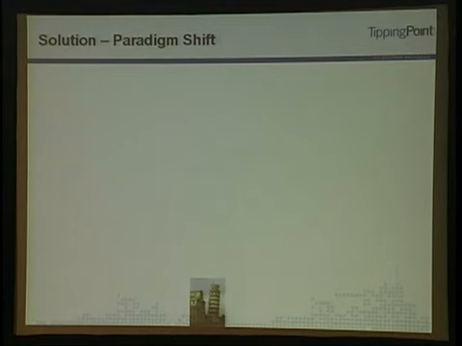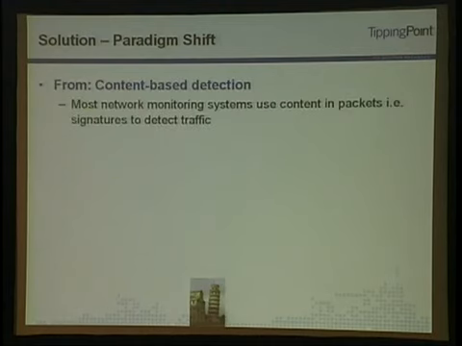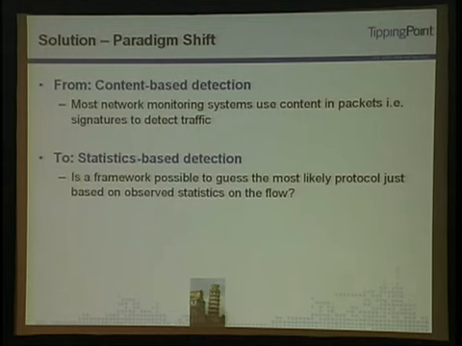So now we've got the whole paradigm shift going on. And isn't that manager speak? I love that word. So we're going from content-based detection. Content-based detection is the classic. It's like Cats: you can take the whole family to see it again and again. It's great. But it doesn't work when you're trying to identify encrypted traffic. So we're going to a statistical model.